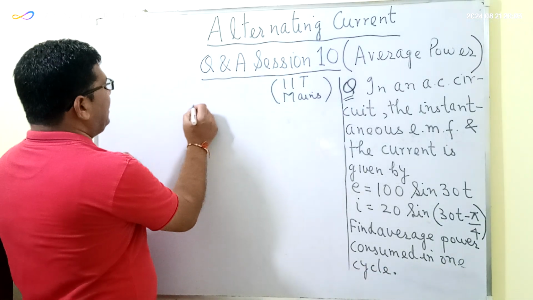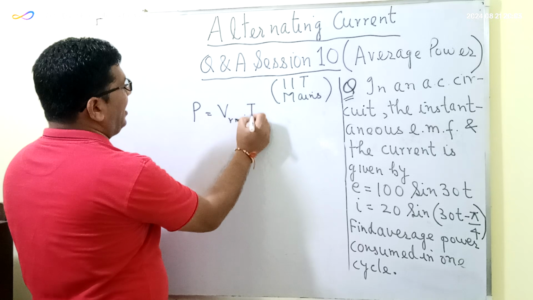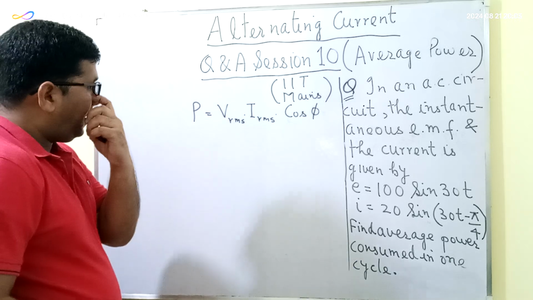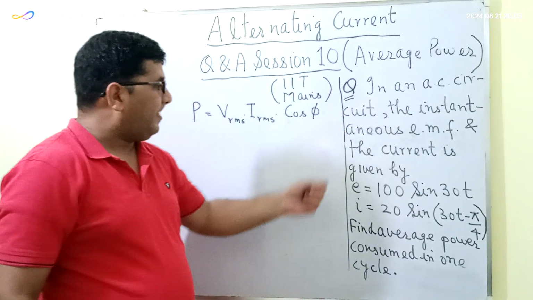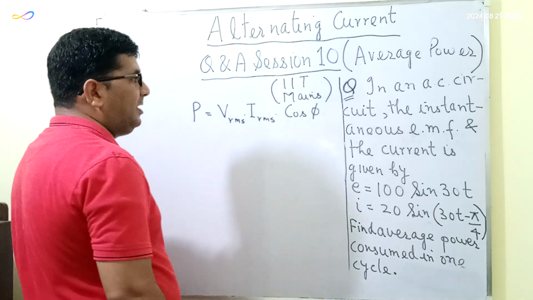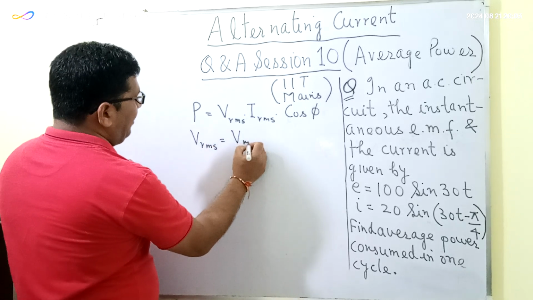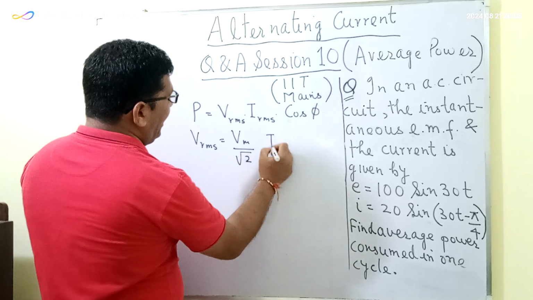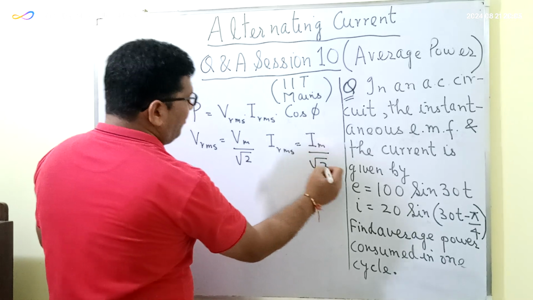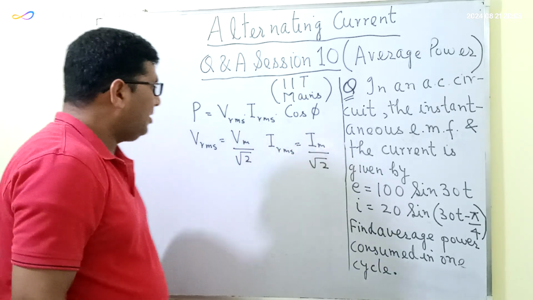So we know that the average power is equal to Vrms into Irms into cos phi, where phi is the phase angle between the applied voltage and the current which is flowing in this AC circuit, and Vrms is equal to Vm upon root 2 and Irms is equal to Im upon root 2, where Vm is the amplitude of the voltage and Im is the current amplitude.